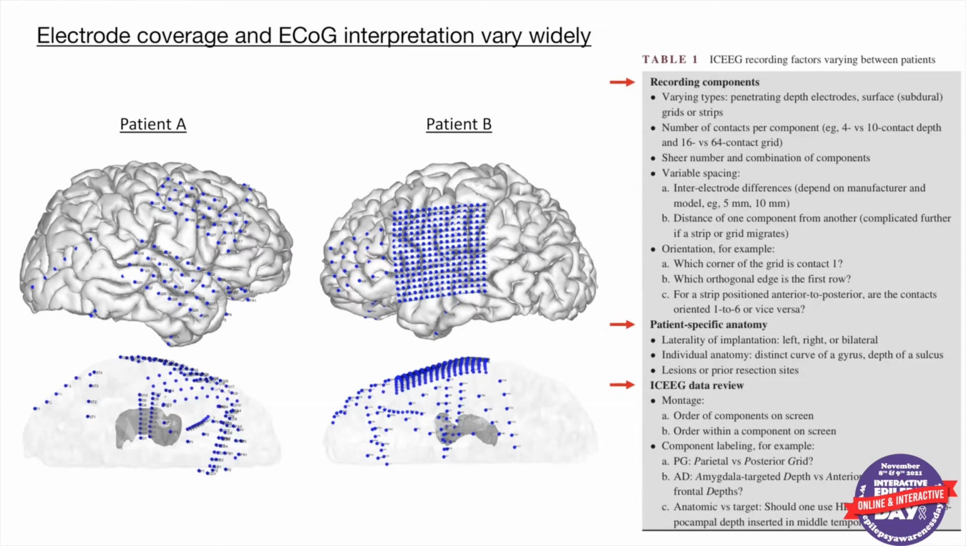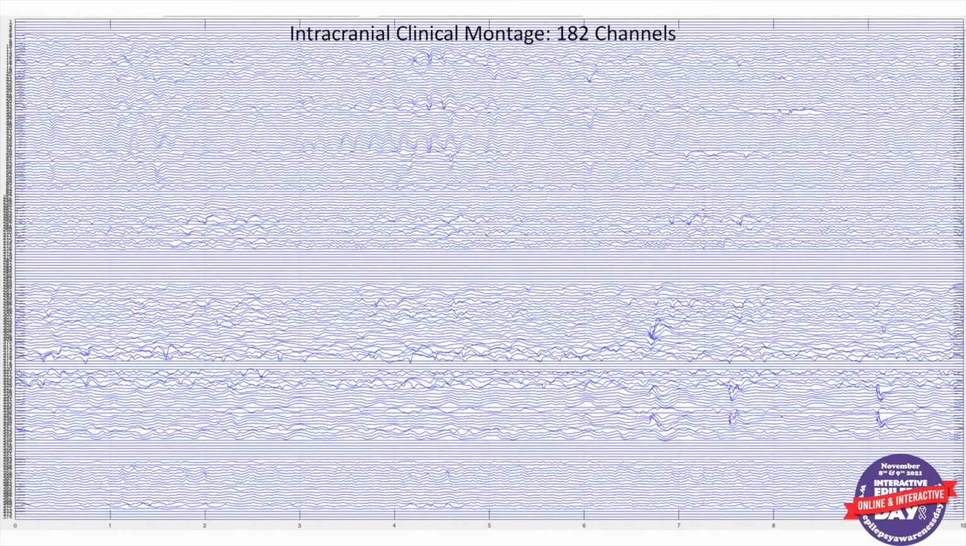So this is a problem, right? Because this is what the data looks like. This is what we call an intracranial clinical montage, which just means that there's 182 channels in this particular person's recording study. Again, it's just like a scalp EEG, except these people are implanted with electrodes and they stay with us in the hospital for a few days or a week sometimes or more until we record a seizure. This is just 10 seconds of data.